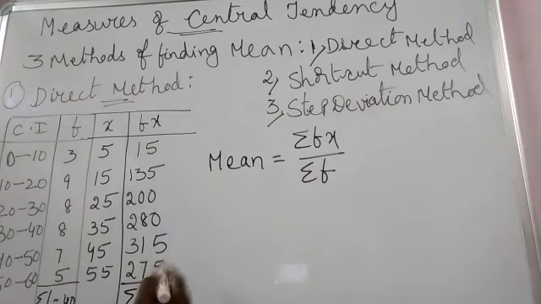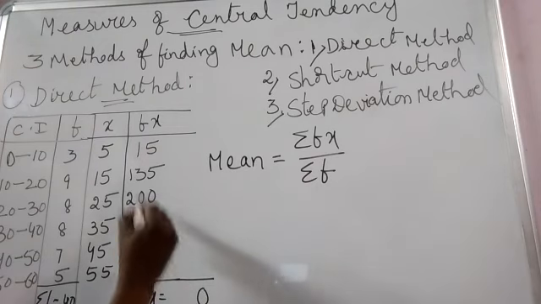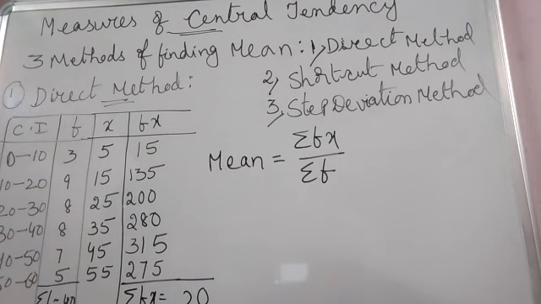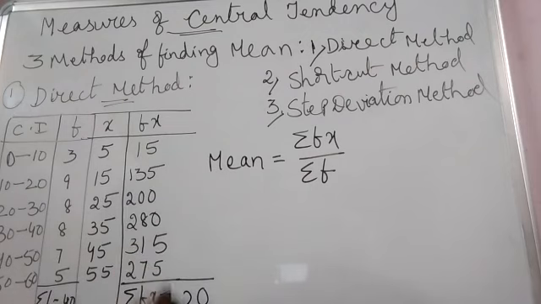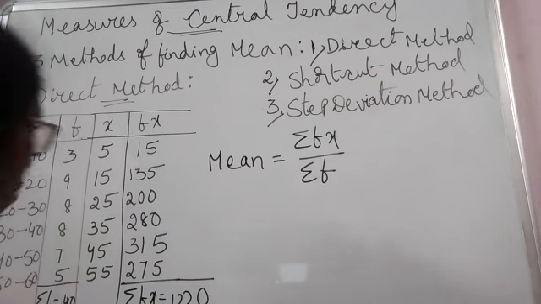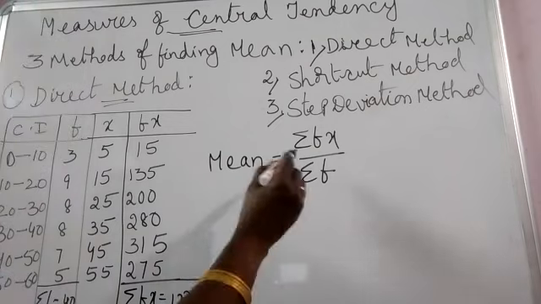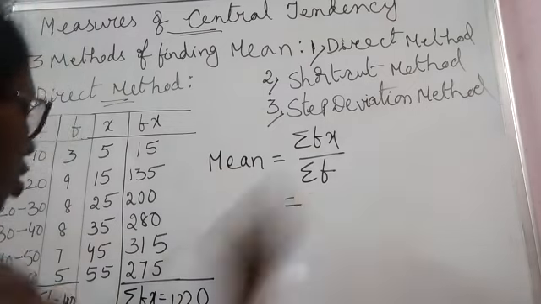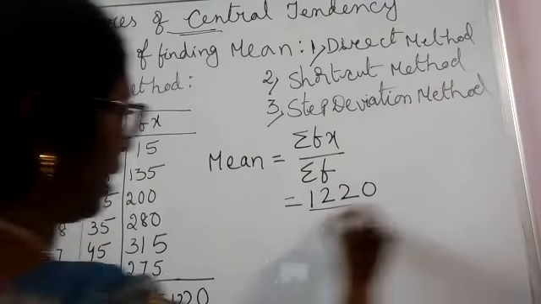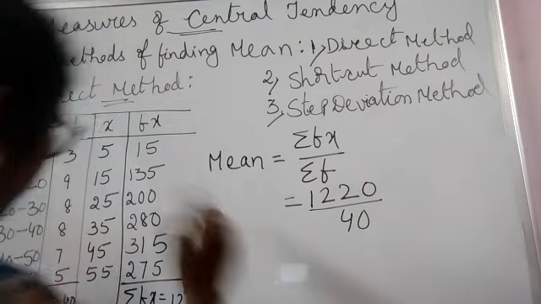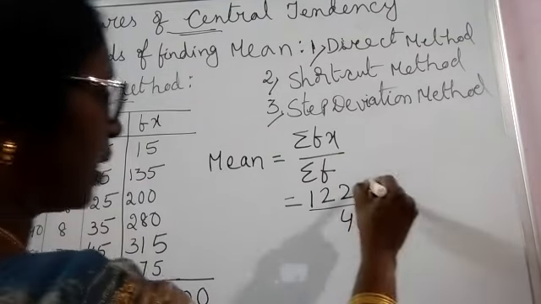Now let us find summation of fx. Adding all of these, we get 1220. Let us substitute these values of summation of fx and summation of f here and find the mean. Summation of fx is 1220. Summation of f is 40. That is the mean. Let us simplify it.